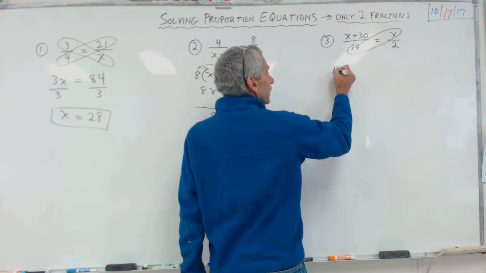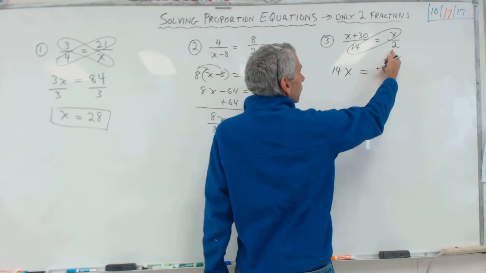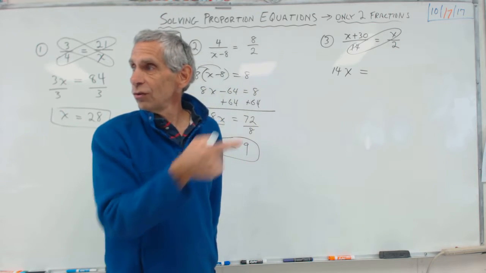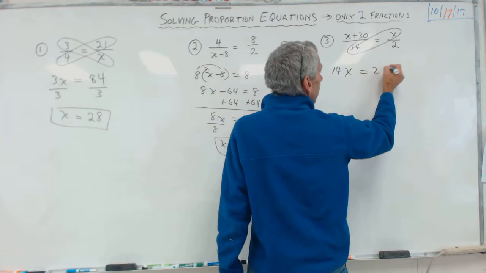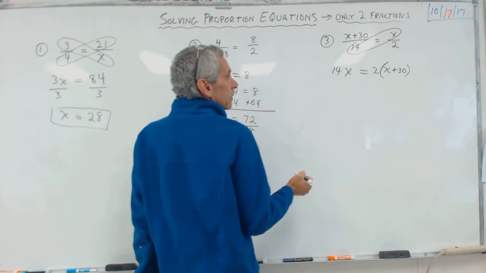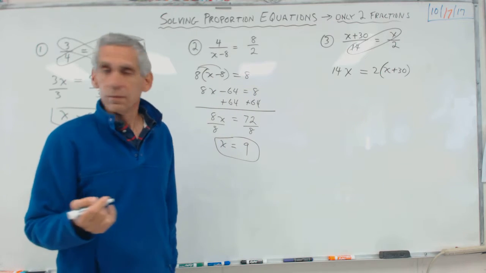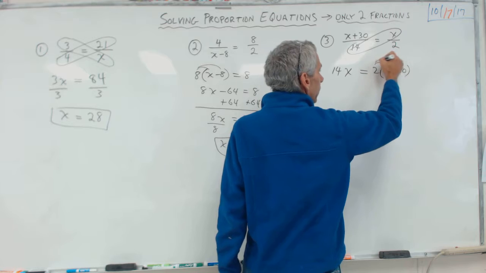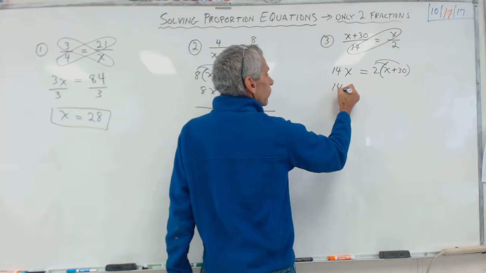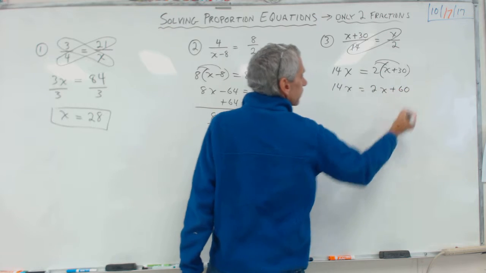So that gives me 14 times x, or 14x, is equal to, and then I'm going to use parentheses again, right? It's 2 times that blob. 2 times the x plus 30, right? Now, what do I do now? Distributive property. Okay, distributive property. Caleb, you writing this stuff down? 14x is equal to 2x plus 60, right?